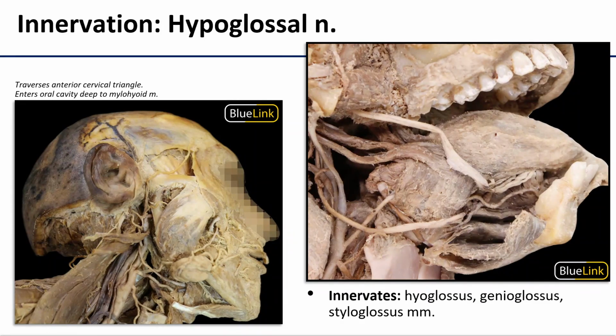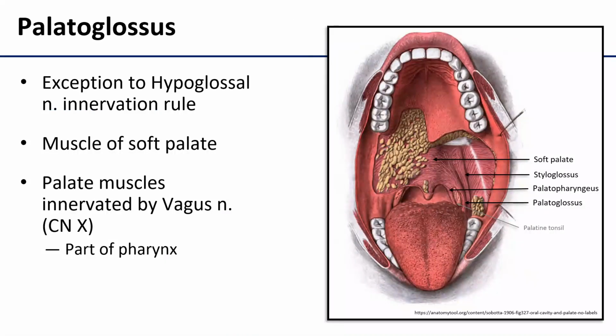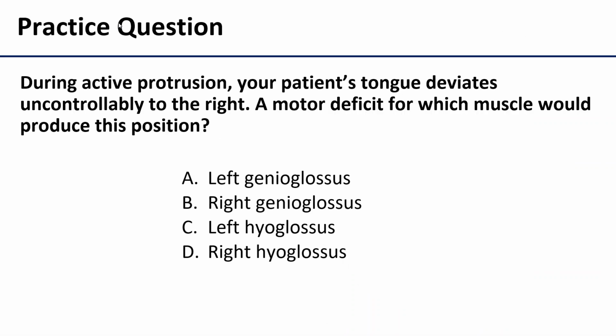This lets it supply motor innervation to Hypoglossus, Genioglossus, and Styloglossus, or 3 out of our 4 muscles. That fourth muscle, Palatoglossus, is the exception to this rule. Because it originates from the soft palate, it actually shares its innervation with other soft palate muscles. And because the soft palate is largely in the pharynx, it has the pharyngeal innervation pattern. So these are getting their somatic motor innervation from vagus. And those are all the muscles of the tongue.